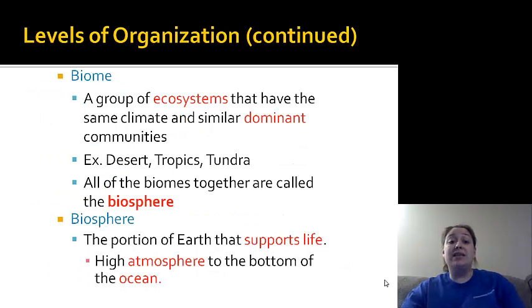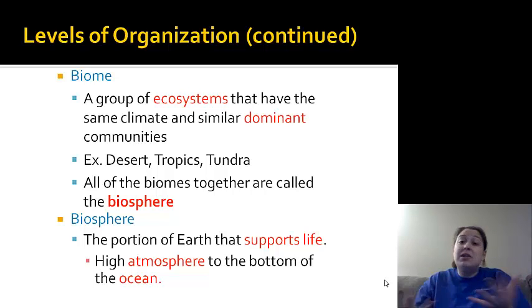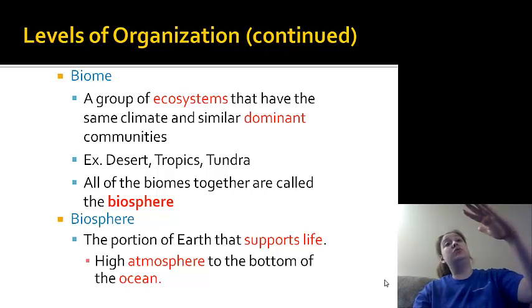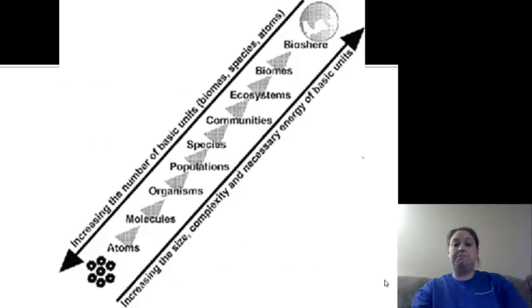A biome is a group of ecosystems that have a similar climate or similar type of community. We see these as deserts or as tropics, the tundras, the grasslands. And when we look at all the biomes together, we call it a biosphere. It is the portion of the earth that supports life, all the way from the highest altitudes to the deepest oceans. Here's a diagram of those levels of organization.